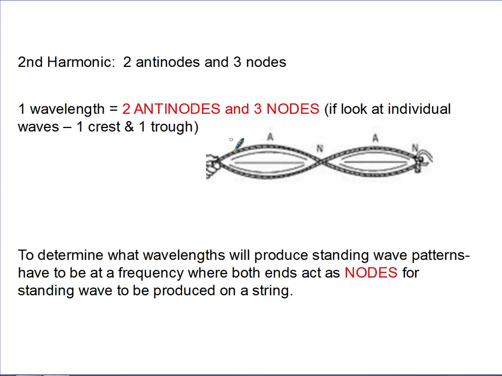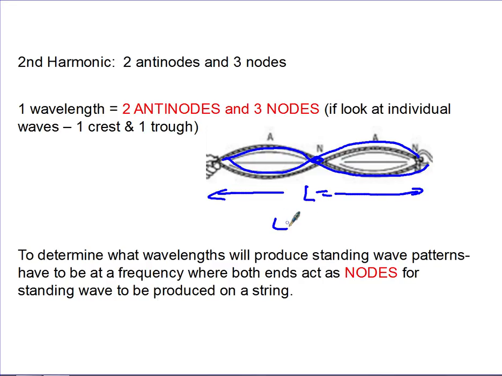Now the second harmonic is when you have two antinodes, and in this case three nodes. You need a node on either end, one in the center. So in this case, here's the length of my string. My string goes from here to here, and L is, I'm going to count the antinodes, 1, 2, it's 2/2 of a wavelength, or just lambda. In this case, the length of the string is a wavelength.